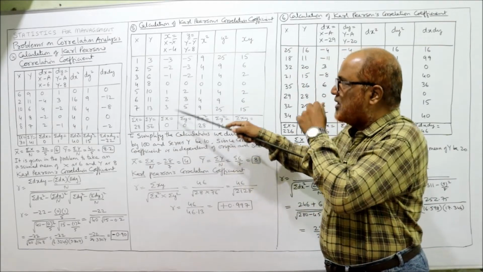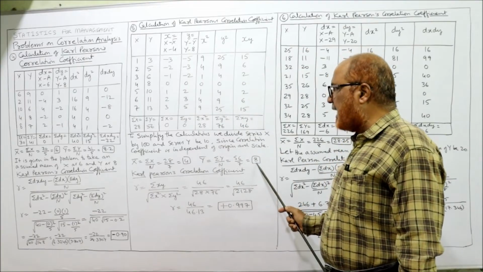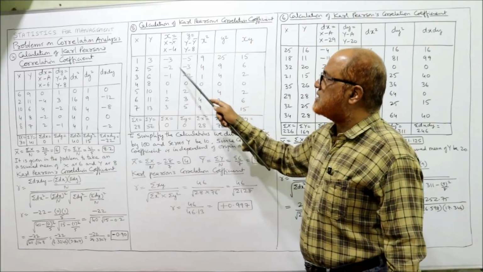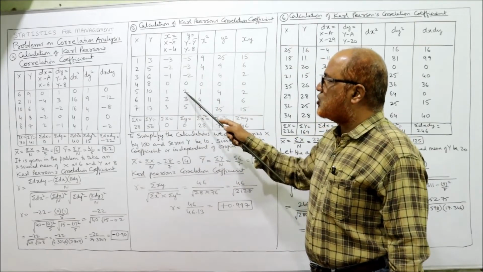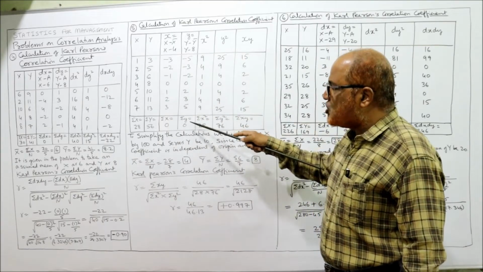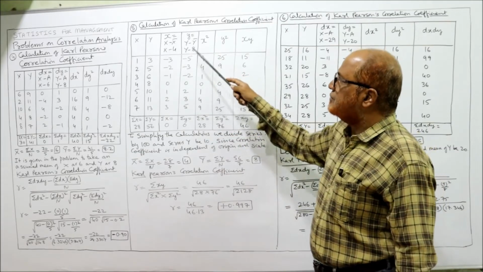Now summation x is 0. Summation y: y minus y bar. So y bar is 8. So 3 minus 8, minus 5. 5 minus 8, minus 3. 6 minus 8, minus 2. 8 minus 8, 0. 10 minus 8, 2. 11 minus 8, 3. 13 minus 8, 5. Take the total and check it. You must get 0. Now square.